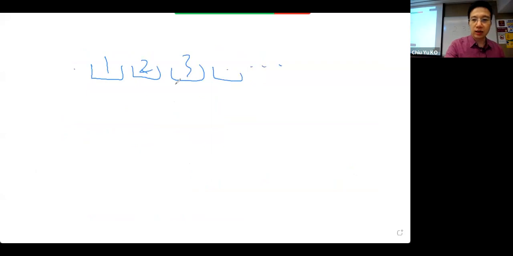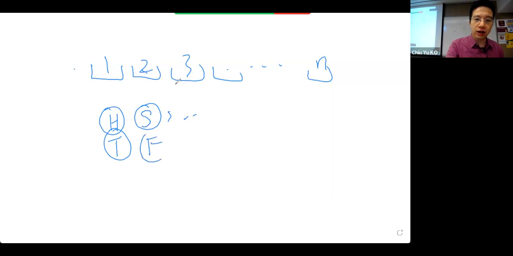Remember, binomial is what? We have boxes 1, 2, 3, up to n possible cases. Each time you toss a coin, it is head or tail, or success or failure, with probability P and 1 minus P. That's the idea. We go to the first box and try to see whether it is success or failure. Each time success has probability P, failure 1 minus P. This is a binomial.